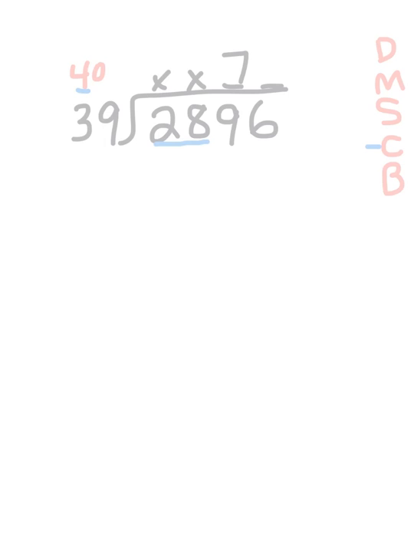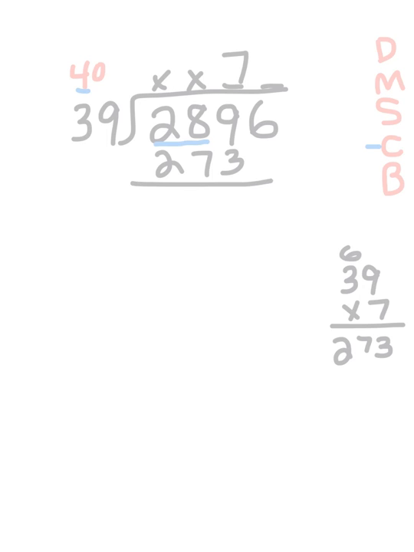I've just divided, so my next step is to multiply. Remember, when I go to multiply, I do not use the 40. I come off to the side and I take the 39 times 7. I multiply. 7 times 9 is 63, carry my 6. 7 times 3 is 21, plus 6 more is 27. So 39 times 7 is 273. My next step is to subtract.